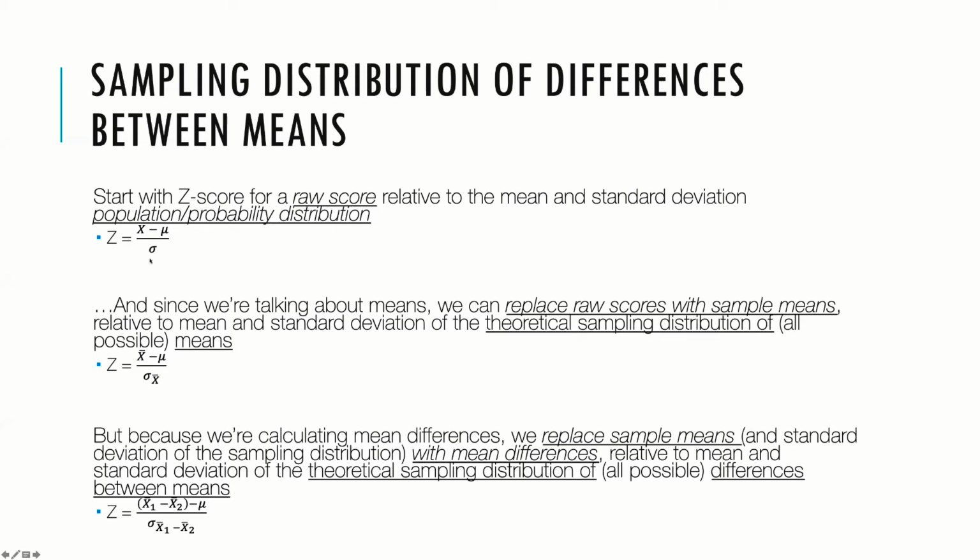Right? If you'll notice, in each one of these denominators, we're changing based on the distribution we're using, right? So here we're using a probability distribution, which implies sigma and mu, the mean and the standard deviation of the probability distribution. Here, when we're looking at the sampling distribution of means, we still have a mean, a mu, but the standard deviation is the standard deviation of means, right? Sigma of the sampling distribution of means. Now, when we replace this with differences, we also replace sigma with a difference subscript, right? So it's the standard deviation of the sampling distribution of the differences between means.